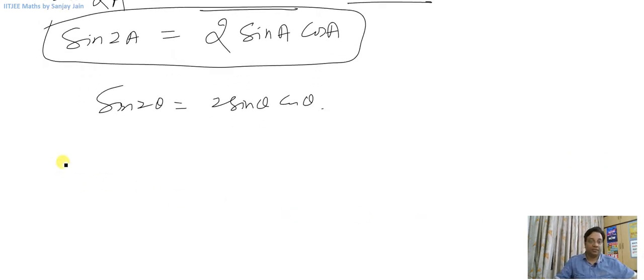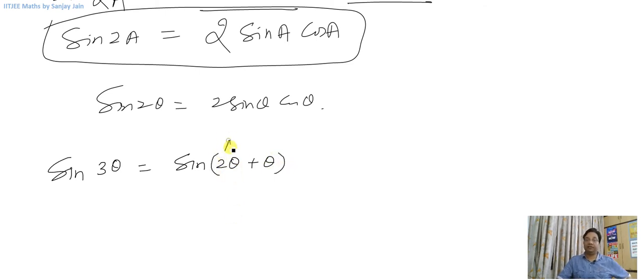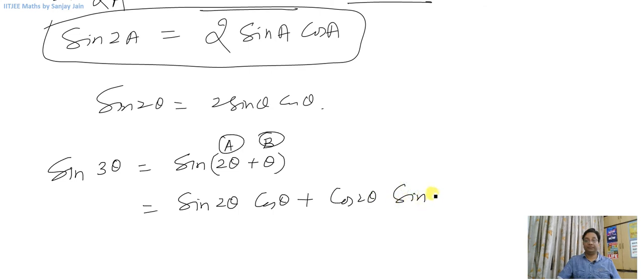Okay, now if I ask you what will be sine 3 theta, up to 3 theta we need to memorize. So I can write sine 3 theta as sine of 2 theta plus theta. Consider this as a and this as b, and you know the formula for sine of a plus b, sine a cos b plus cos a sine b. So you can write it as sine a cos b plus cos a sine b, right? Now what is this? You already know this one. This is something that you don't know. So first thing that we should do is derive this formula for cos 2 theta.